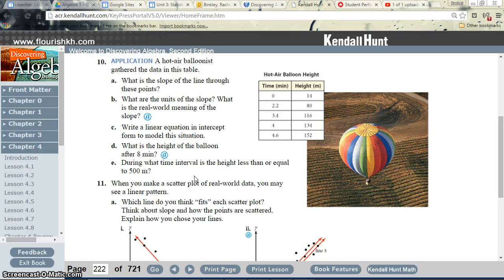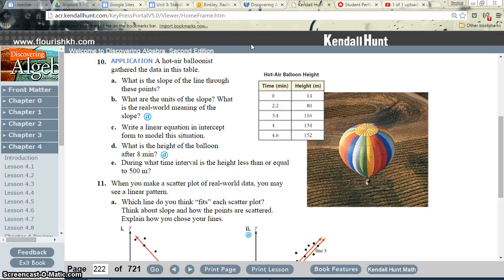But we're looking at this question number 10. This is the practice problem for finding slope. A hot air balloonist gathered the data in this table. What is the slope of the line through these points? So I want you to write down 2 of these points. So I'm going to write down 0 and 14, because it's 0 minutes, there are 14 meters.